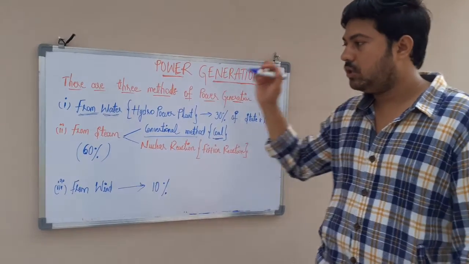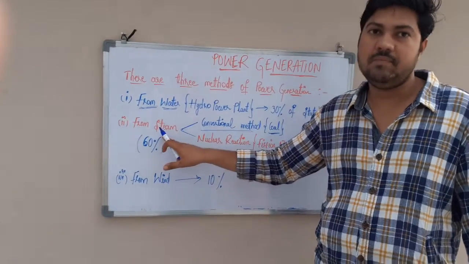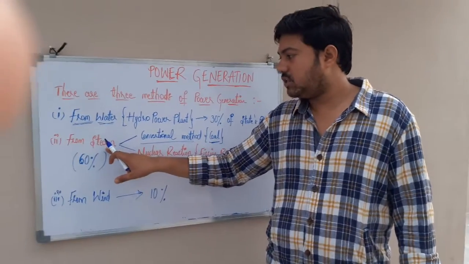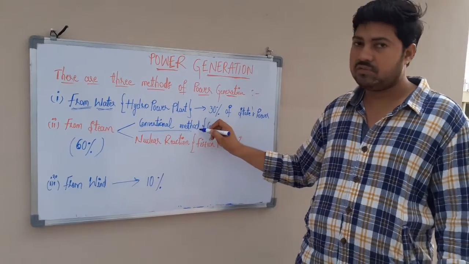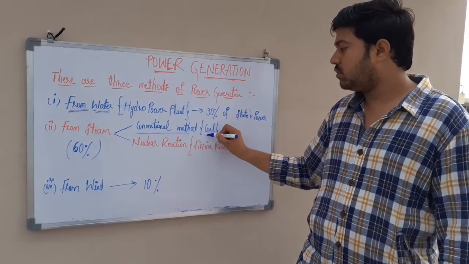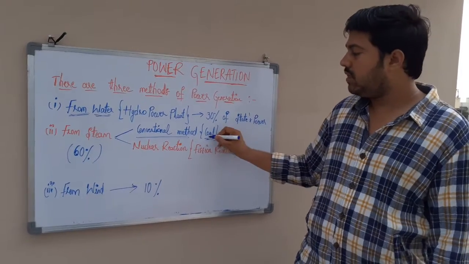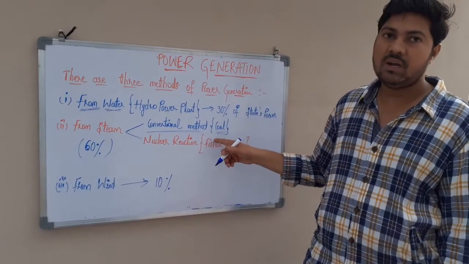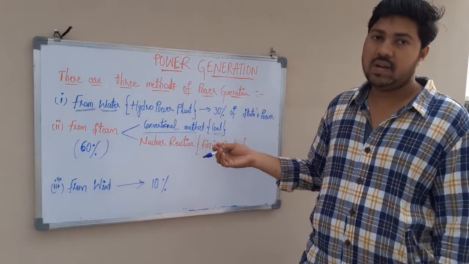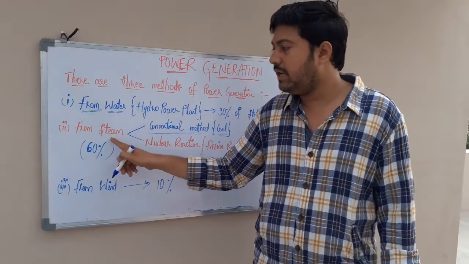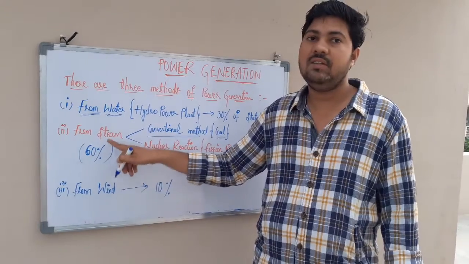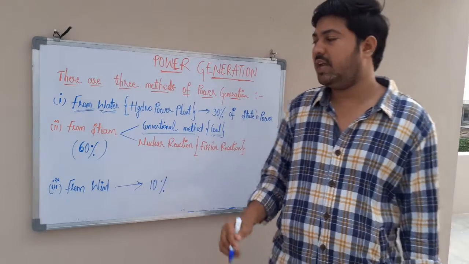And the second method to generate power is from steam. Under steam, we have two methods. One is the conventional method of steam generation, that is, coal. We know that coal is a fuel. When we burn coal, it generates a lot of heat. Because of this heat, we convert water into steam, and because of this steam, power will be generated.